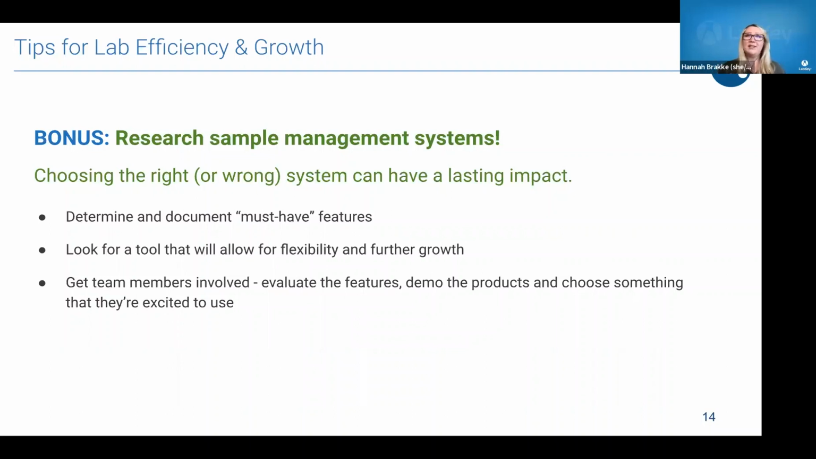And then of course, get the team involved, right? Make sure that they're also evaluating it, demoing the products, and getting them really excited about it. Again, change management is very challenging. If people are at least less than hating it, that's definitely going to be a good sign. Ideally, you would have them love the system that they're going to use, and that's what we're really aiming to do at LabKey.